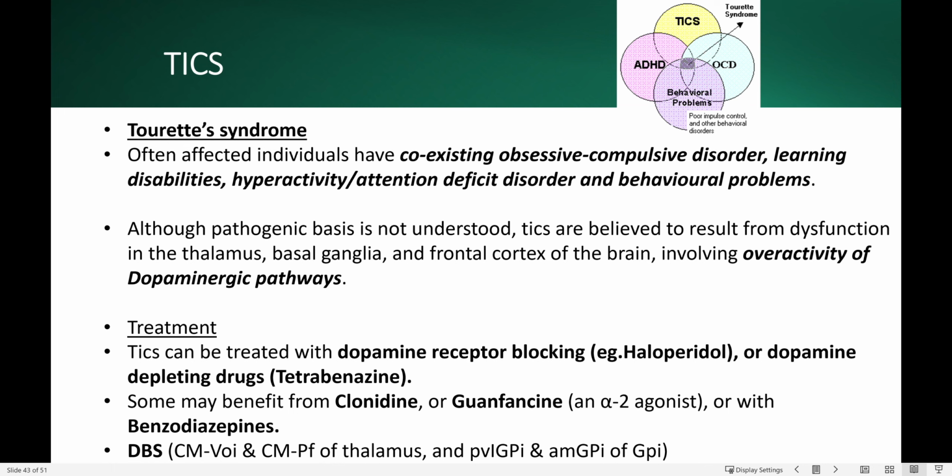So for treatment of tics, you'll be going towards dopamine receptor blocking with agents such as haloperidol or dopamine depleting drugs such as tetrabenazine. You can sometimes get benefit from other agents such as clonidine, guanfacine, which is an alpha-2 agonist, or with benzodiazepines. DBS has been used for severe cases of Tourette's syndrome with 4 different targets that have been tried, 2 in the thalamus and 2 in the GPi, and all 4 targets seem to be equally effective.